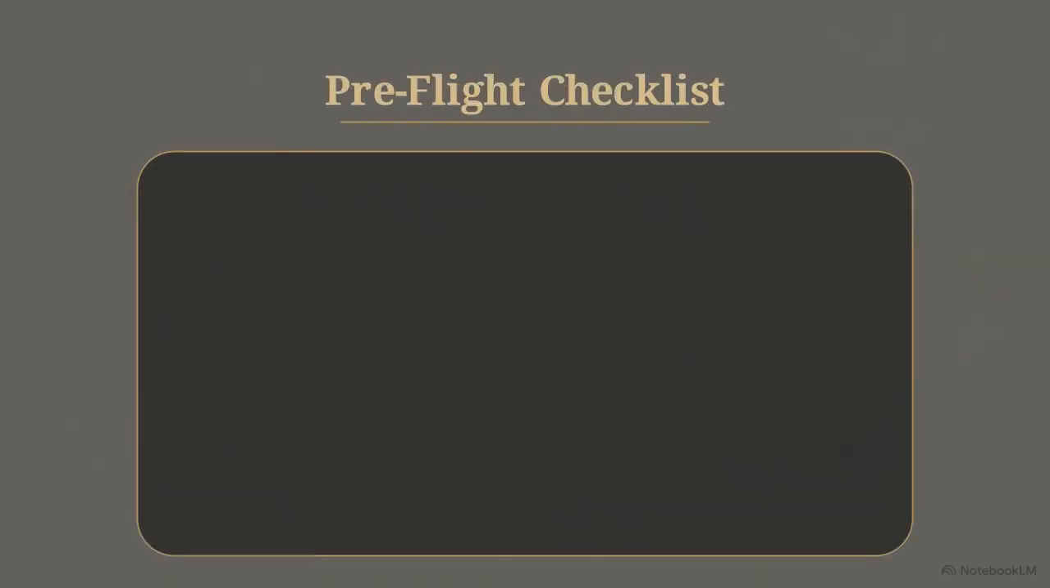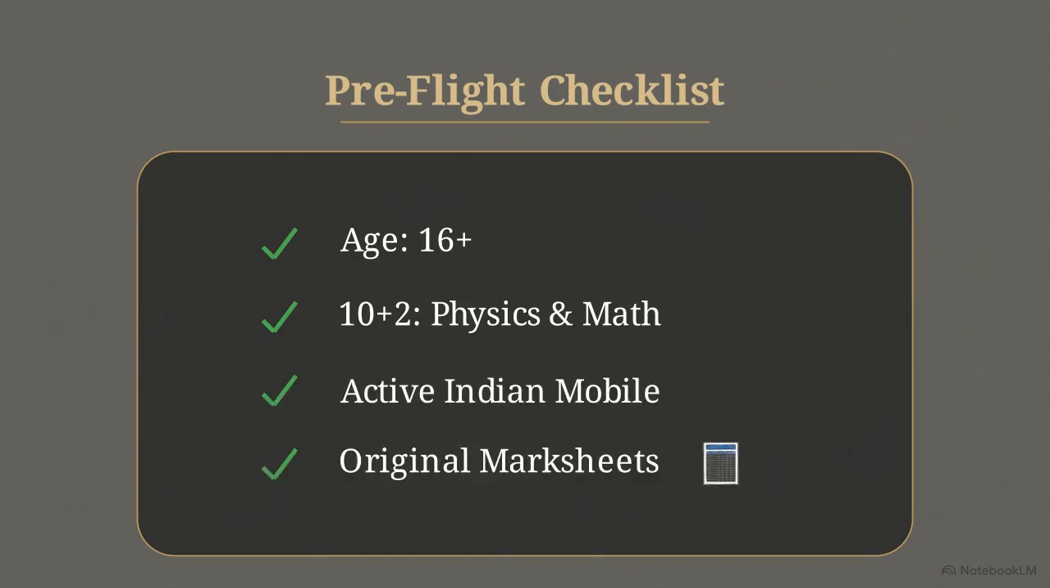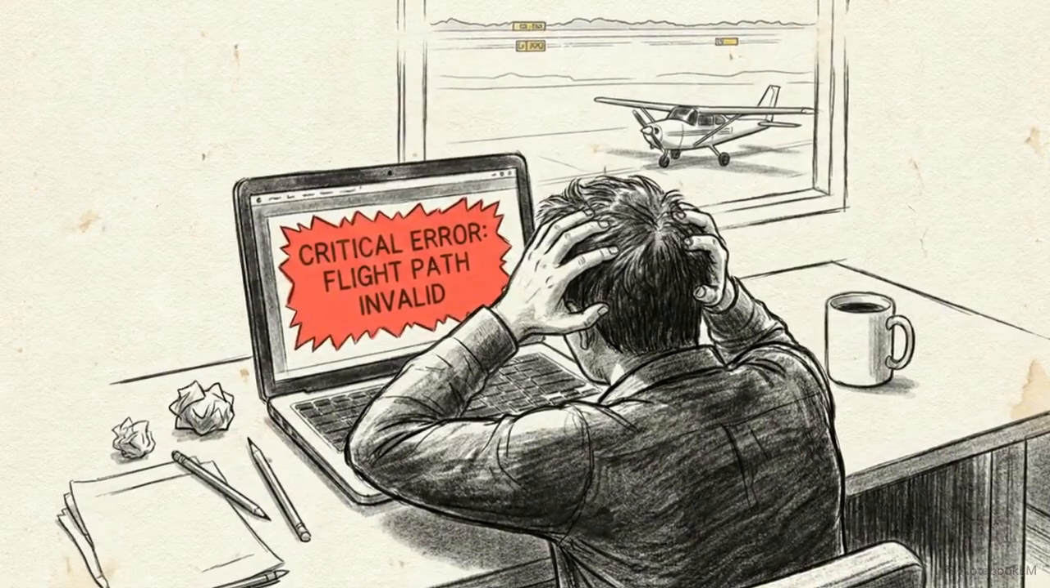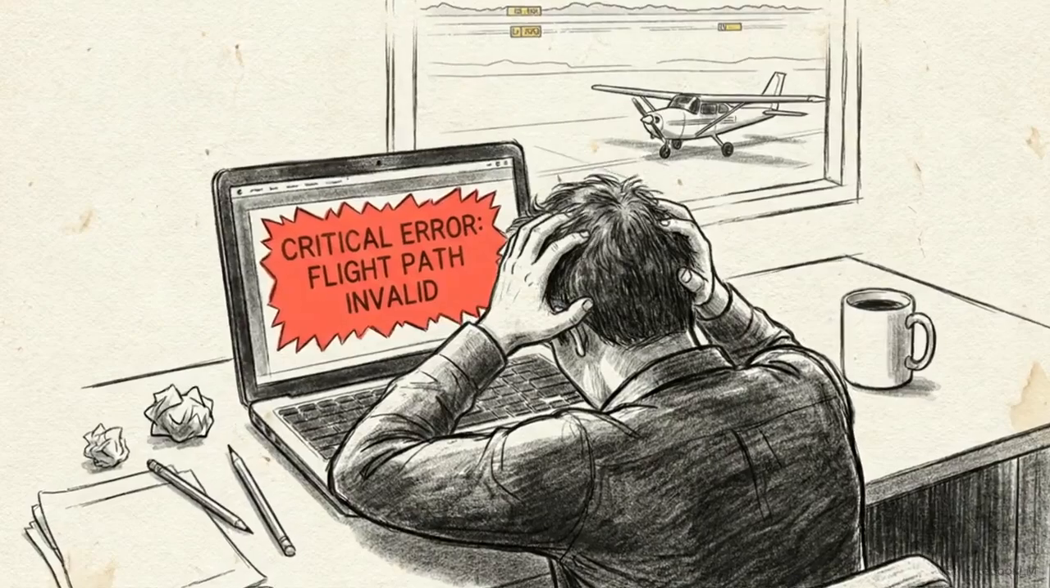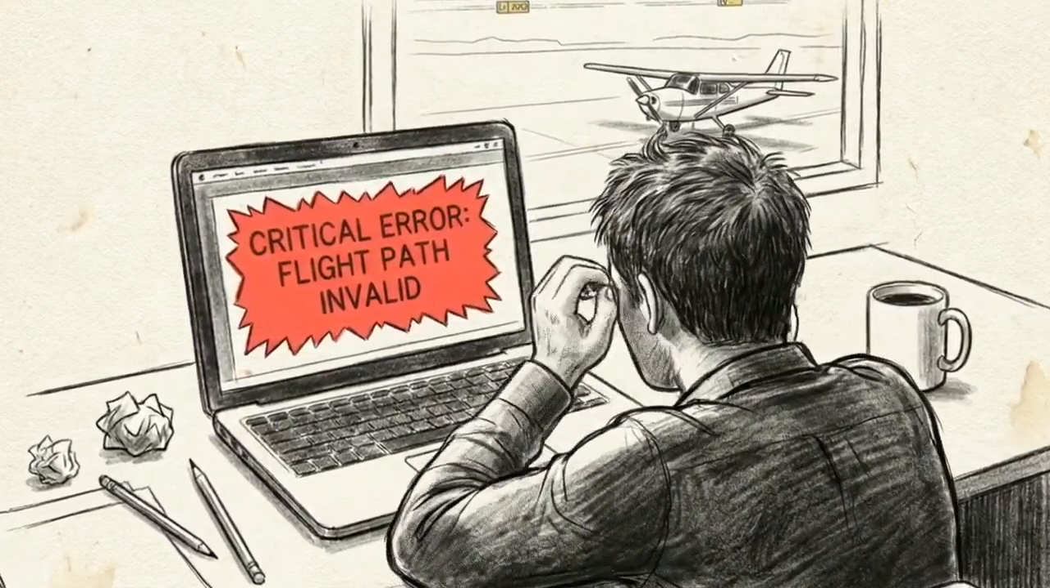You must meet specific prerequisites before opening the portal. Applicants must be at least 16 years old and have passed 10+2 with physics and mathematics. You will also need an active Indian mobile number and your original academic mark sheets ready for scanning. Missing even one of these requirements or failing to follow the upload protocols can stall your training before you ever reach the flight line. Start by preparing your photograph and signature files.